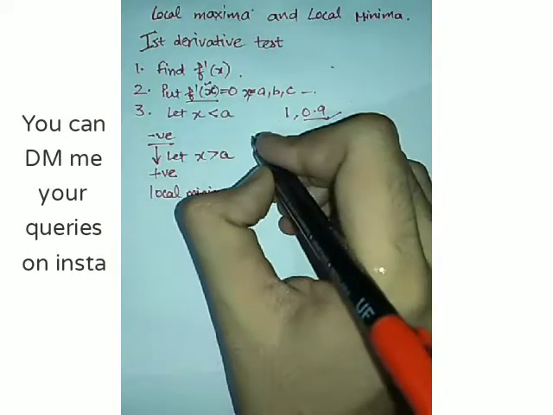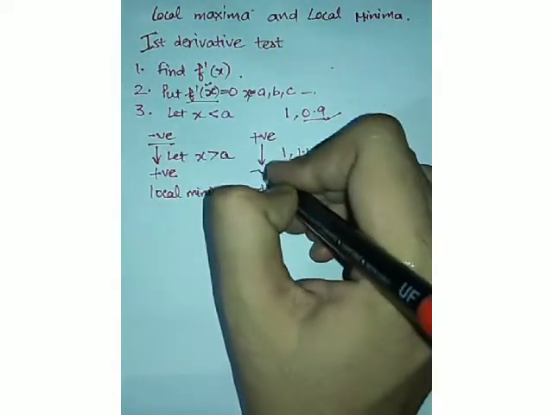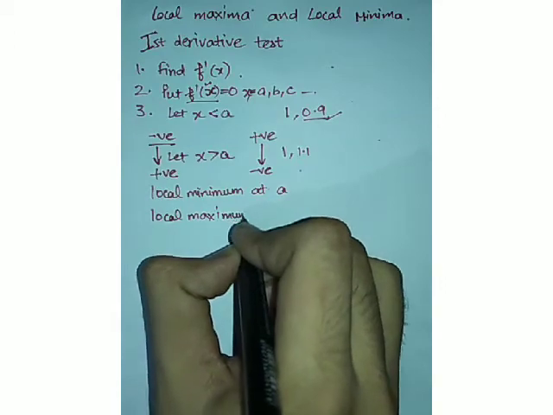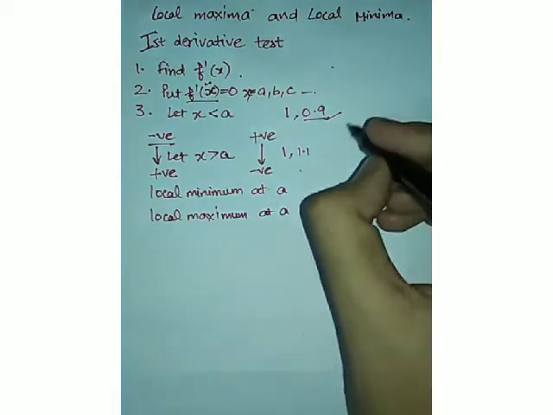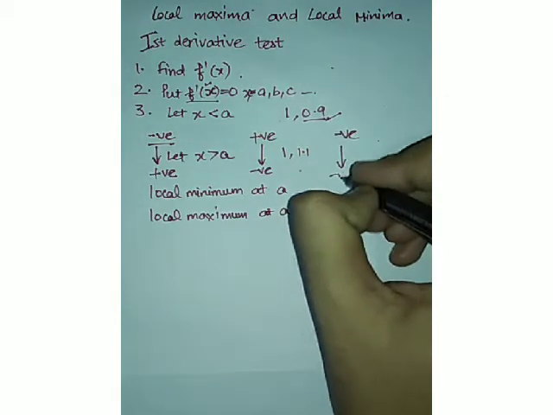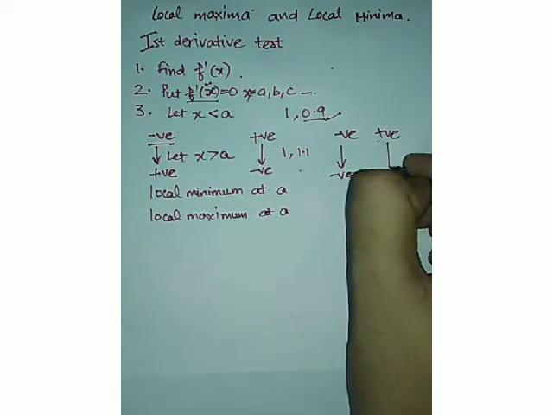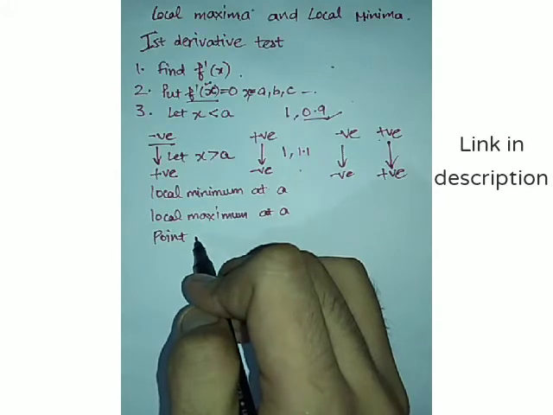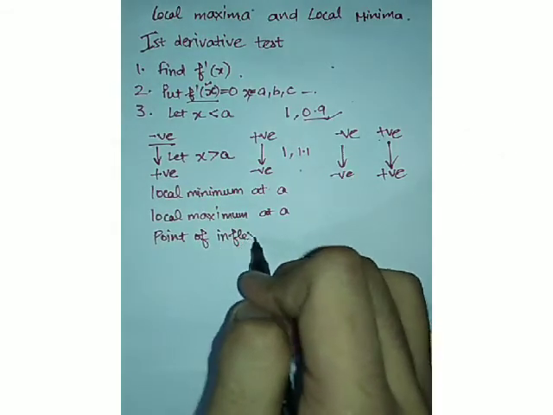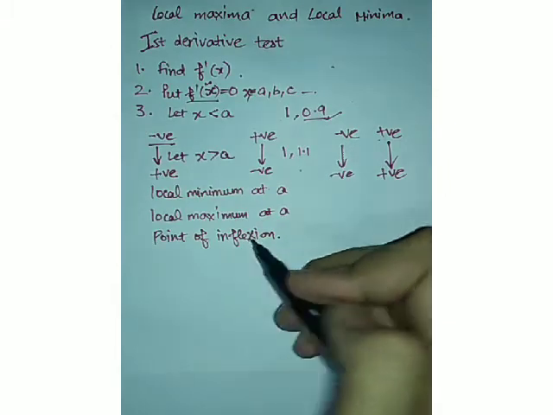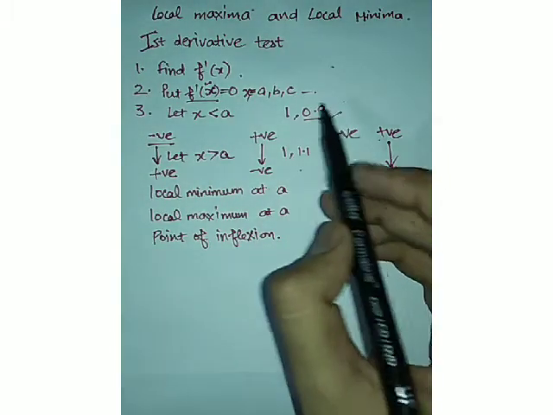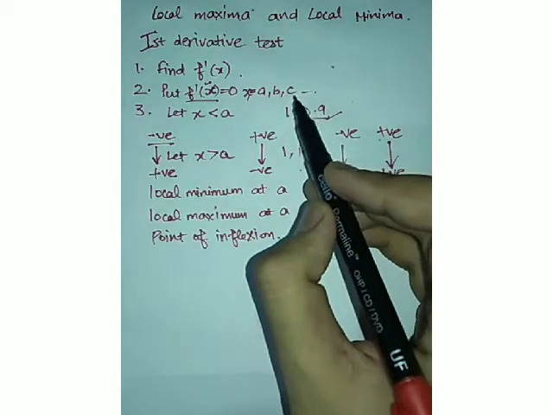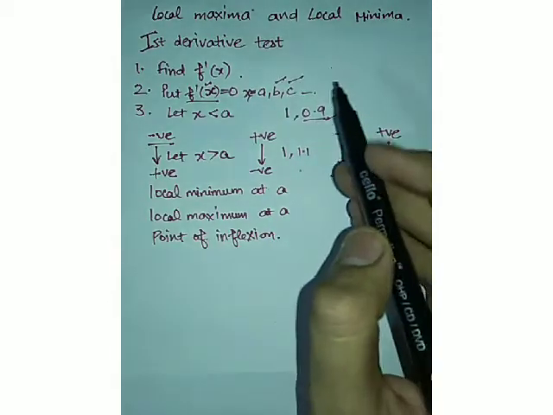If it's the reverse, if it changes from positive to negative, then it becomes a local maximum at a. And if it's negative and comes out negative again, or positive and comes out positive again, then it becomes a point of inflection. It means neither maxima nor minima. Now what you have done with a, you have to do with the other values like b and c, so that you will get to know the points of local maxima and local minima.